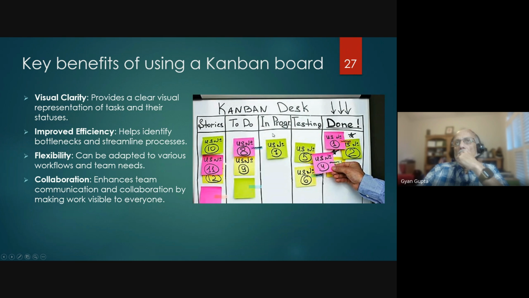Then things are in progress. Now, what makes these cards move from to do to in progress, right? So there's an exit criteria for to do, which is when a team member is available to work on it, a team member picks up the highest priority story ticket and works on it, right? So the exit criteria is when a team member is available to work on a new ticket, right?